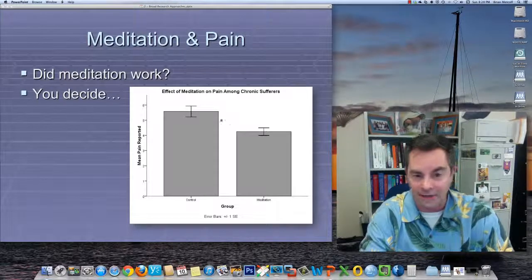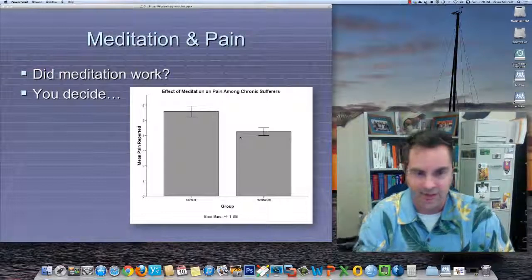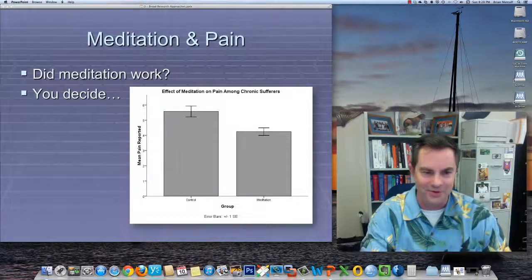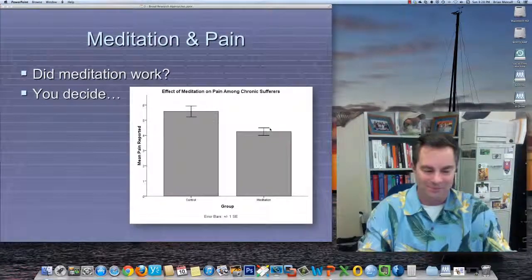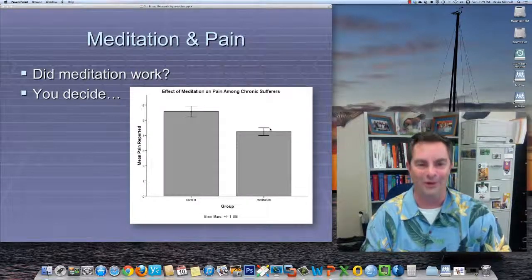It looks like the meditation group has, well, they do. A chipmunk can look at this. A squirrel can look at two piles of acorns and know that this pile is bigger than this pile. So congratulations, you're able to conduct an analysis just as quickly and swiftly as a squirrel could.